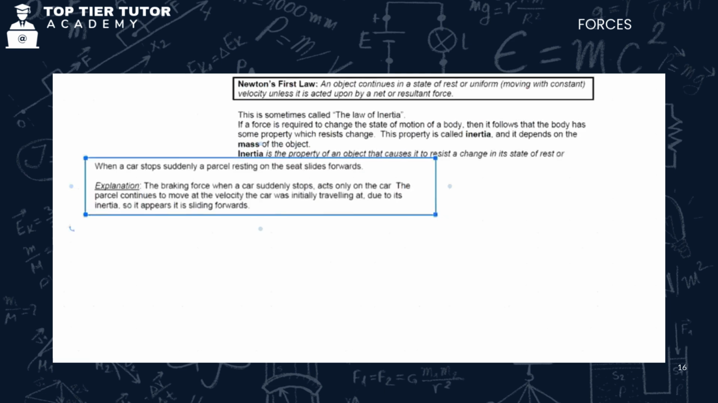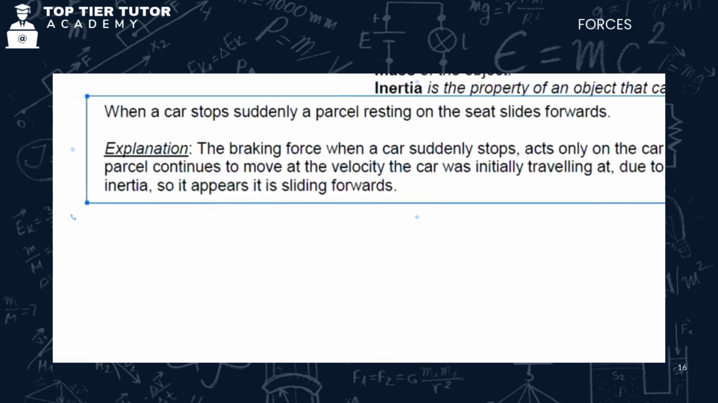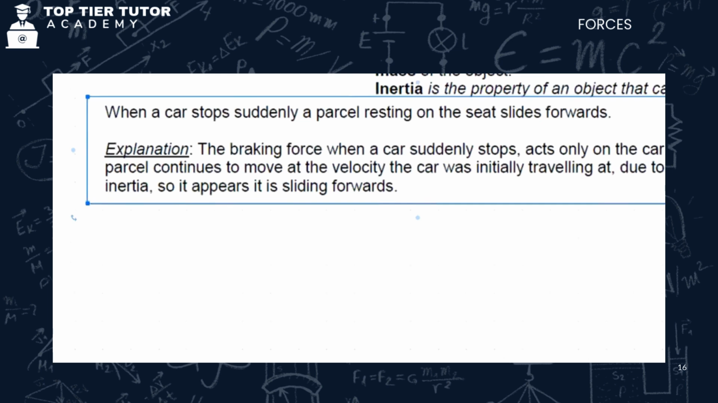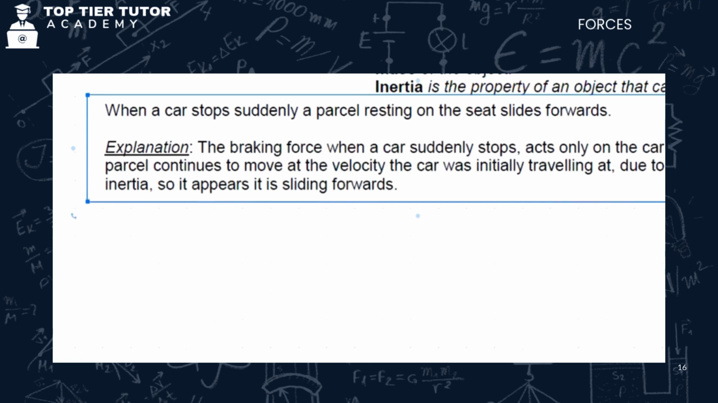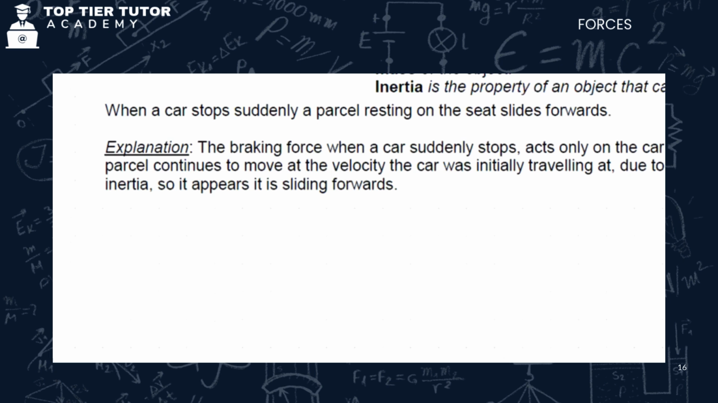So let's look at a practical example. It says when a car stops suddenly, a person resting on the seat slides forward. Understand that the car was moving forward at the beginning of the journey, right? So when you then stop the car, the box or the parcel still wants to move in the same direction. That is why it will continue to go forward, and it would look like it's sliding off the seat. Sometimes it does slide off the seat, depending on how hard you hit the brakes.